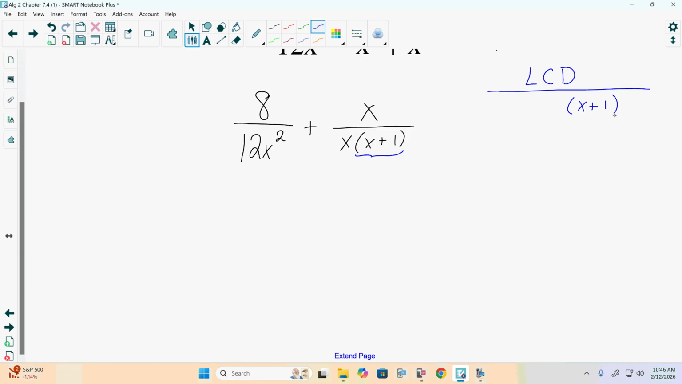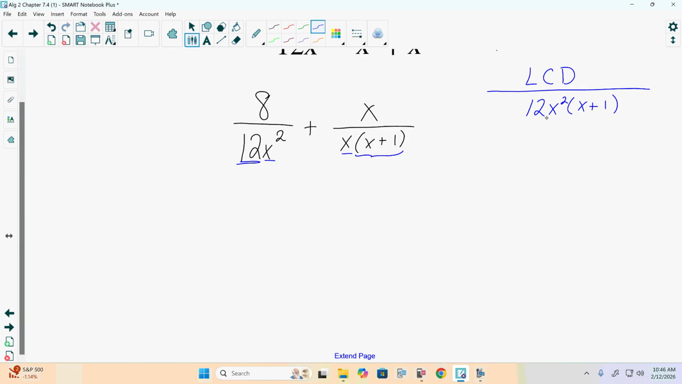We can go to our variables outside next. The one on the left has x squared, it has two x's. The one on the right just has x. So we will need x squared in both. Since one of them has two x's, the other one's going to need two of them as well. And the last thing we need is our numbers outside the parentheses. The one on the left has 12. The one on the right just has 1. So both of them will need to be 12. Questions on this here?